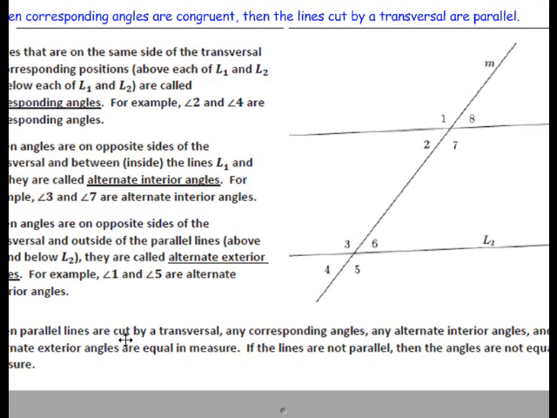We know that when parallel lines are cut by a transversal, any corresponding angles, any alternate interior angles, and any alternate exterior angles are equal in measure. If the lines are not parallel, then the angles are not equal in measure. And that concludes the lesson.